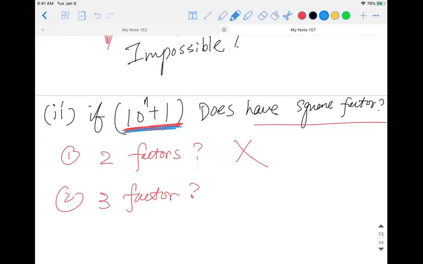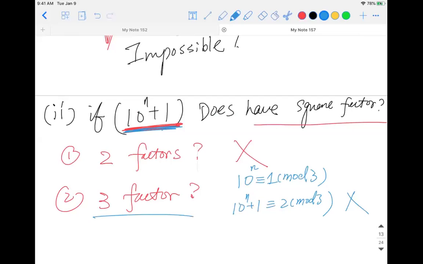Yeah, I think Alan has the correct direction. These days, after we learn modular arithmetic, we no longer use 3k plus 1, this kind of low-tech thing. 10 is congruent to 1 modulo 3, so 10^n is congruent to 1 modulo 3. 10^n plus 1 is congruent to 2 modulo 3. So this is impossible. This will never be a multiple of 3.